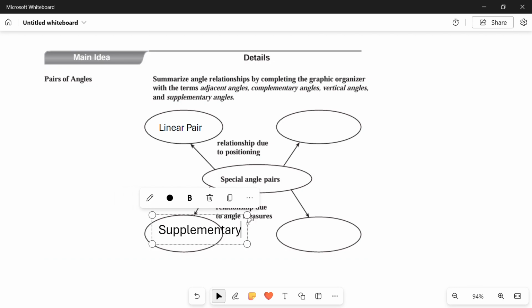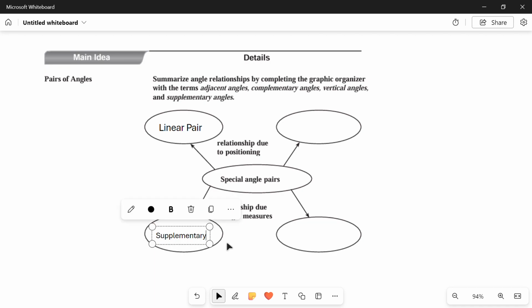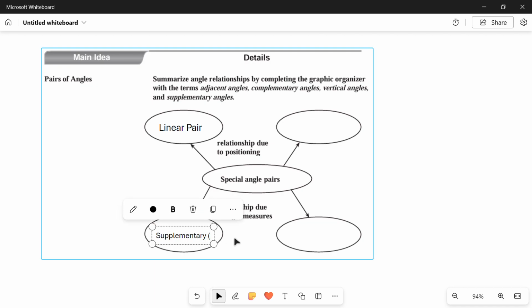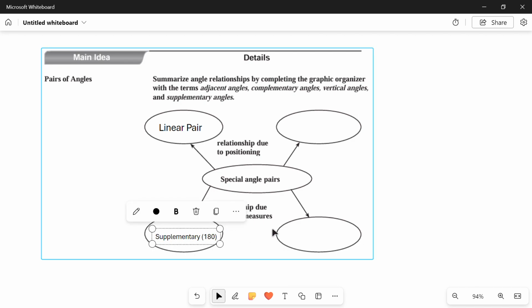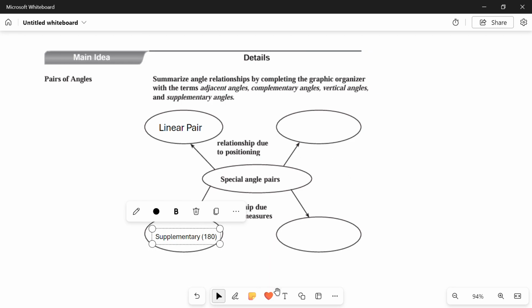Okay, supplementary. And you know what you should probably do here? You should probably write 180, so you can remember that in your notes, right? If they're supplementary, they add up to 180.